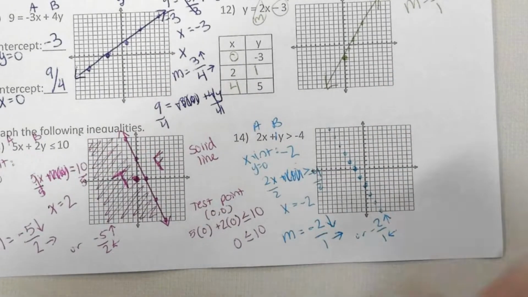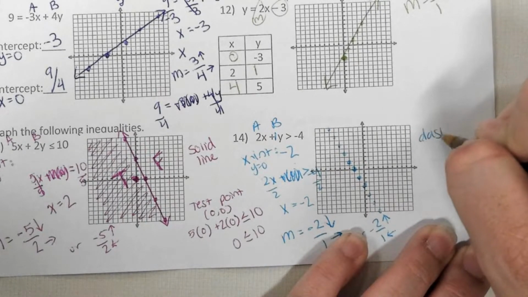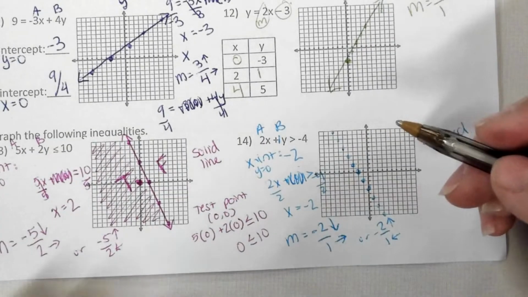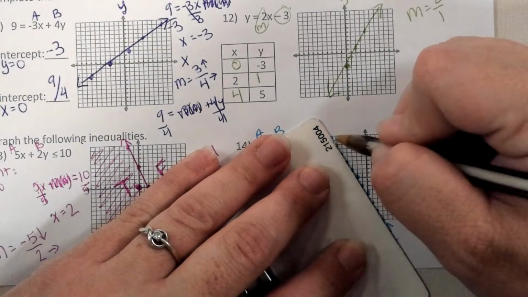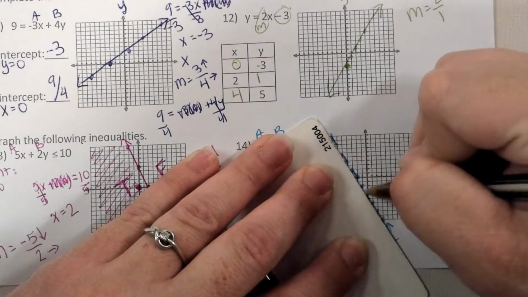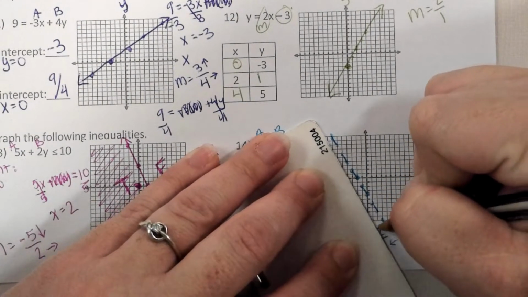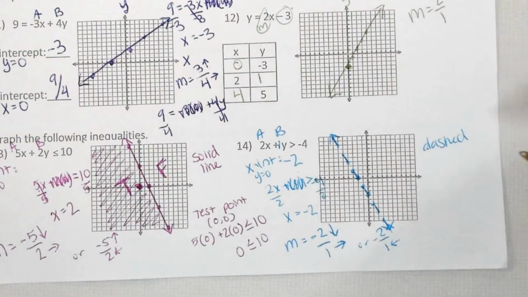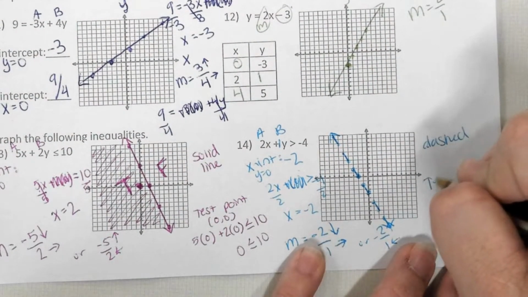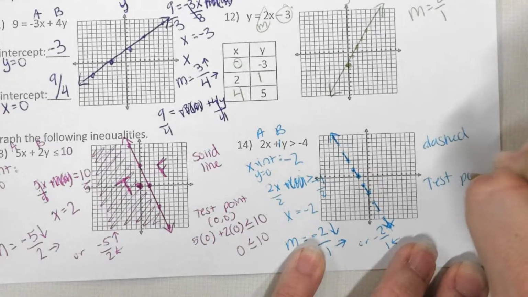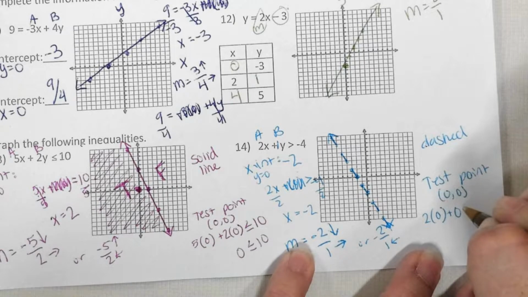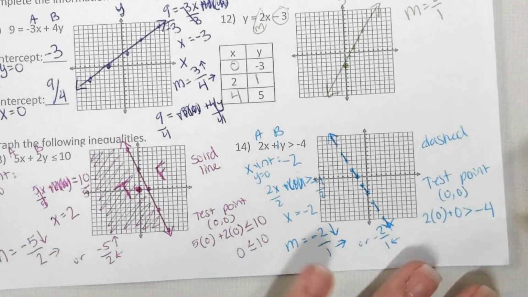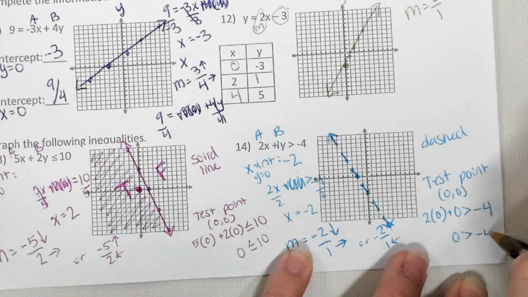Now what kind of line am I drawing? Dashed, because it's not equal to. And then again, we have to test a point. So again, 0, 0 is not on my line, so I'm going to test 0, 0. And I get 2 times 0 plus 0 is greater than -4. Well, that gives me 0 is greater than -4. Is that true or false?